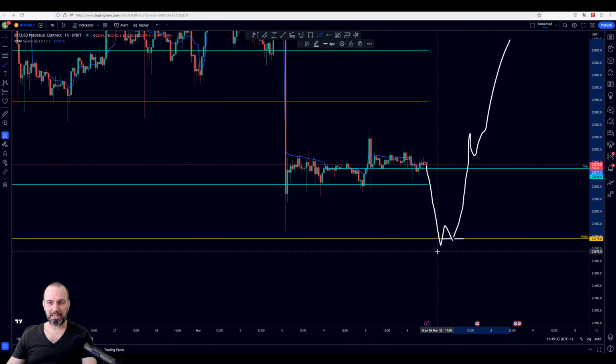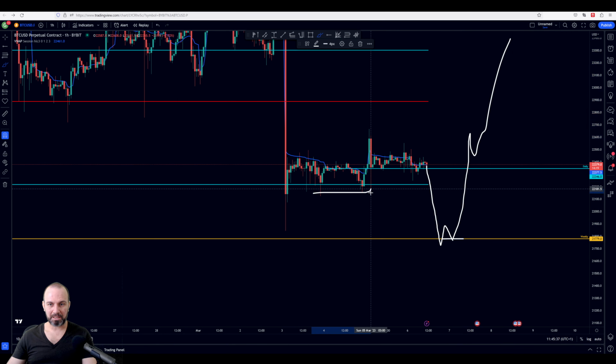So keep this in mind. I am willing to long in this area, right? But that would be for a scalp. Scalp, depending on what's going on after that, with the possibility of turning into something more, maybe a day trade, maybe a swing trade, who knows? So I'm interested in trading this area. I'm interested in trading this scenario.